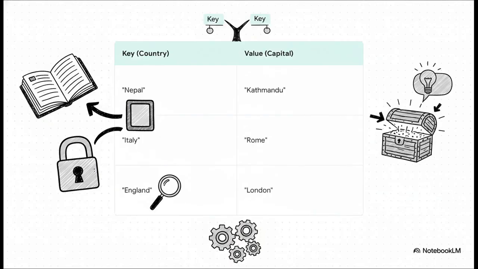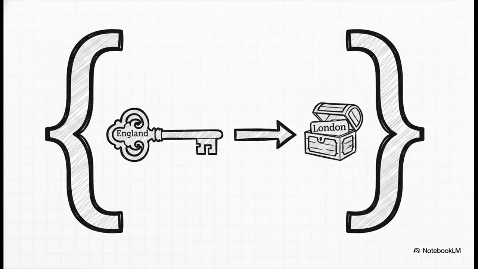So here's the magic of a dictionary. It doesn't care about a numbered order at all. Instead, it stores information in pairs. You have a unique key that's linked to a value. And it works exactly like a real-world dictionary. You use the key, which is like the word you look up, to find its associated value, which is like the definition. In our example, the country is the key and the capital city is the value. Simple as that.